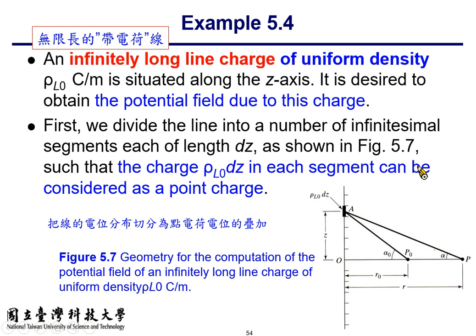All right, now let's move on to example 5.4, which is an example of an infinitely long line charge of uniform line charge density rho sub L0. This line is located along the z-axis, and we want to find the potential made by this charge everywhere. Remember that we have encountered this kind of problem in chapter 1, section 1.6.